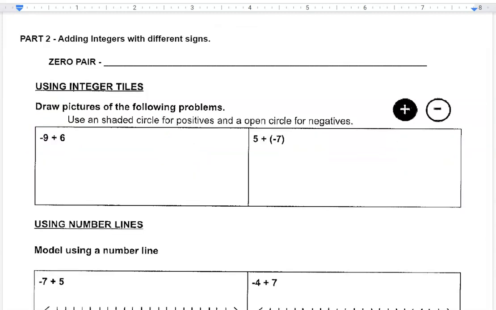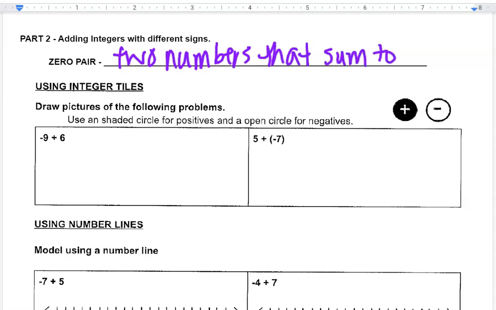If we go to the back of our paper, part 2, adding integers with different signs. So first we need to talk about a zero pair, which is two numbers that sum to 0 or add to 0.